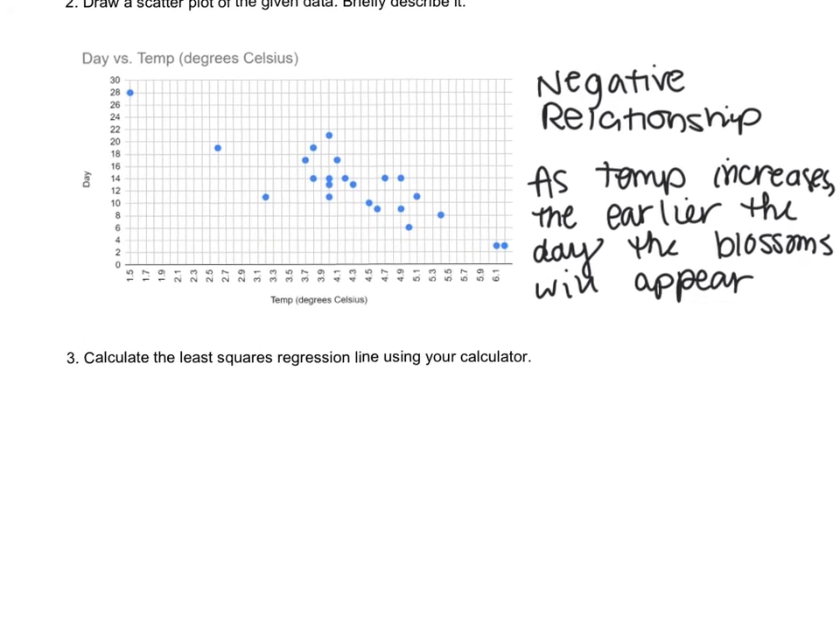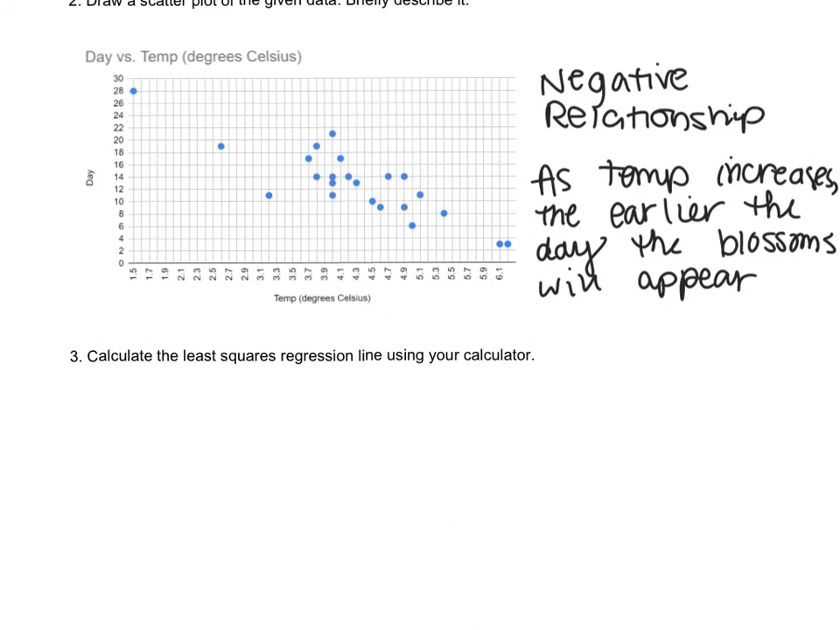Okay, so now we want to use our data to calculate our least squares regression. So I already put my data into list 1 and list 2 on my graphing calculator. So remember, list 1 is going to be our explanatory, which is the temp, and list 2 is going to be our day. And then once we have all of the values in, we're going to go over to CALC and then 4 for LinReg. And then we're going to calculate.